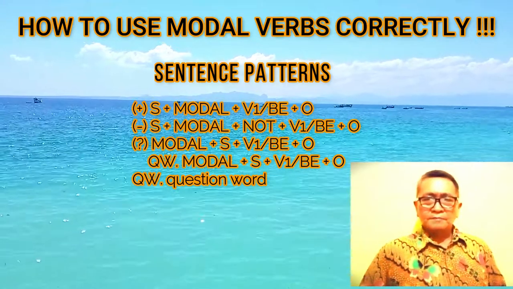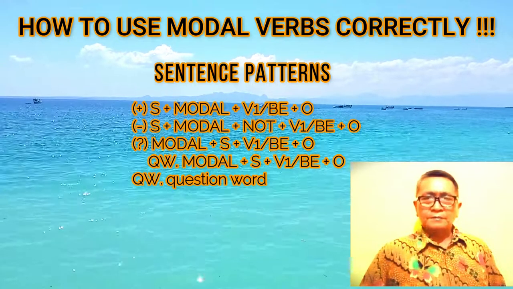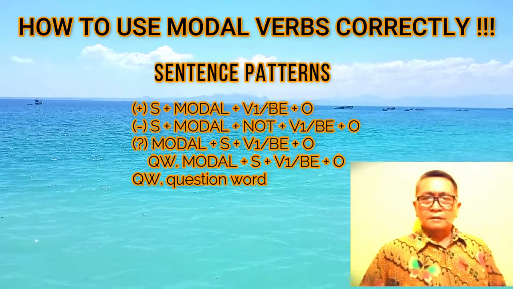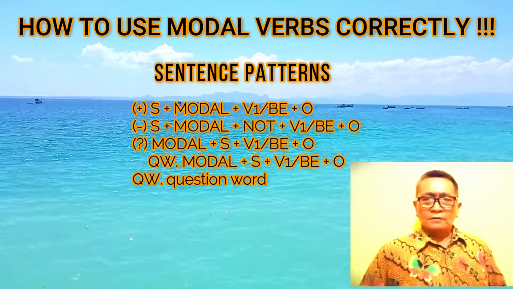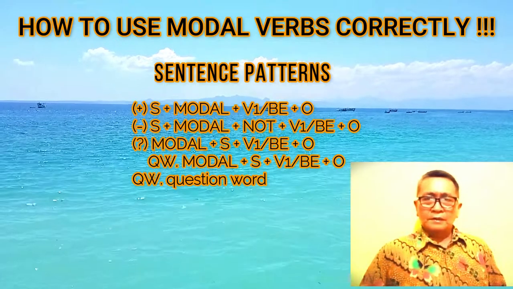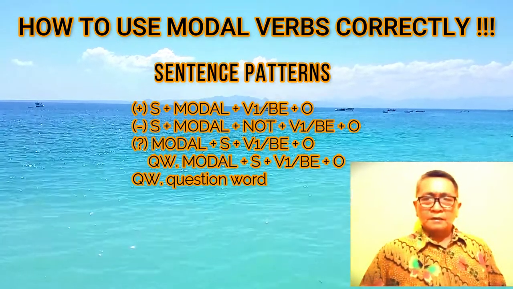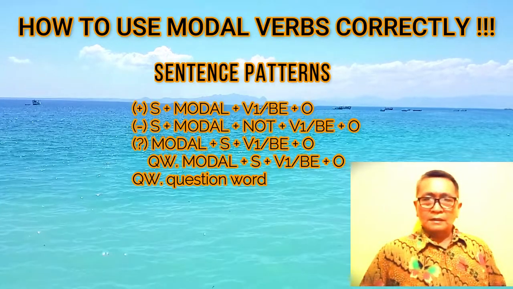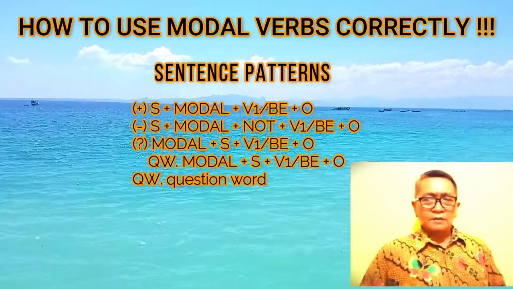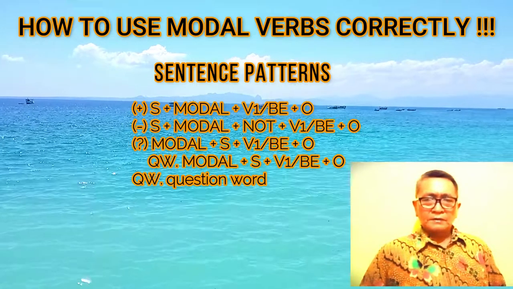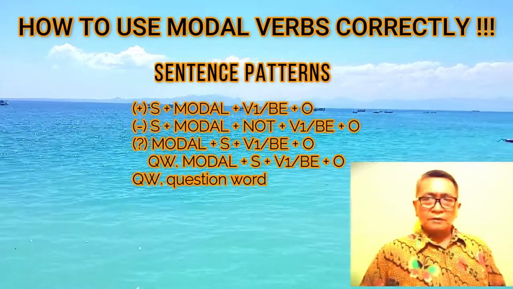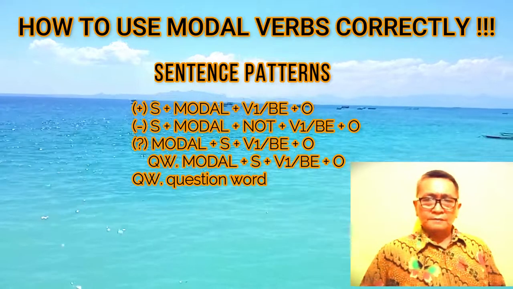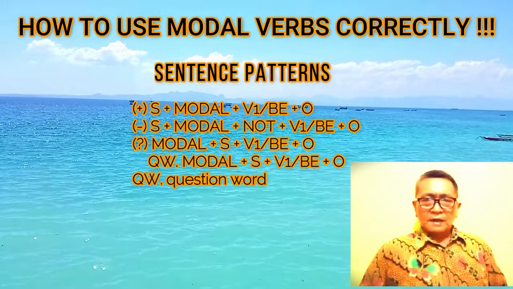Negative, subject plus modal plus not plus verb 1 or be. Interrogative, modal plus subject plus verb 1 or be. In question, using question word, the pattern is question word and then followed by interrogative. Example.